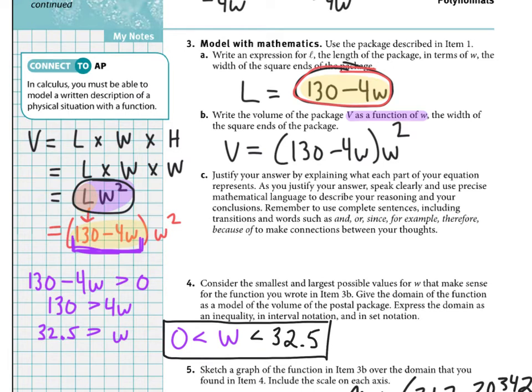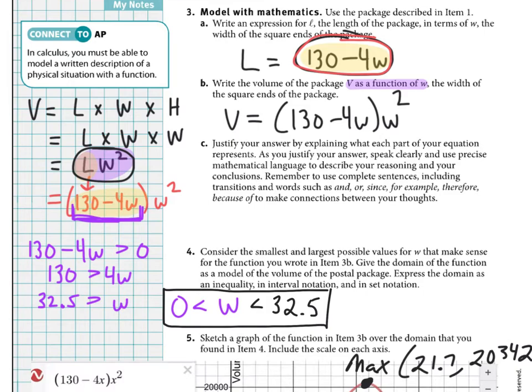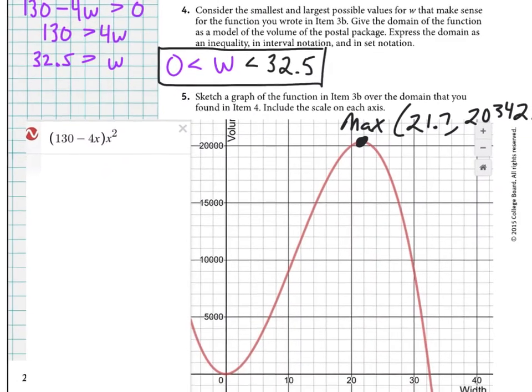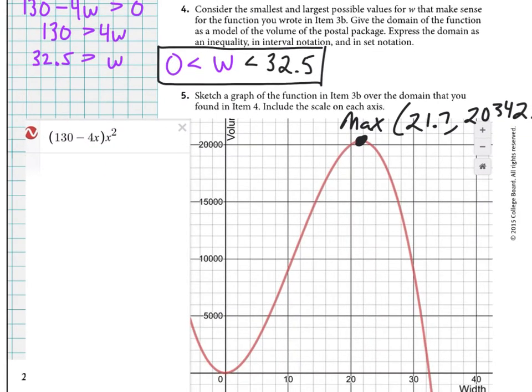Okay, so let's take a look. I'm going to graph this thing. I graphed it in Desmos right here. Here's the function. This is basically the 130 minus 4w times w squared. I just use x instead of w. You see it's the graph of a polynomial function. As we talked about in the first section, 0, 0 is a relative minimum. Up here though is our key, that's a relative maximum right there. And down here, this is going to be the x-intercept.